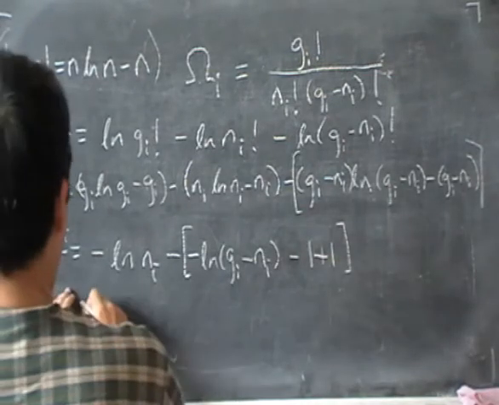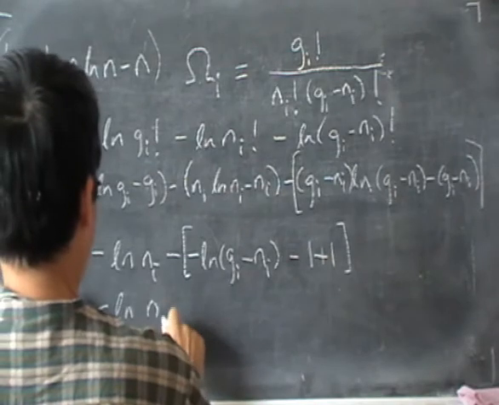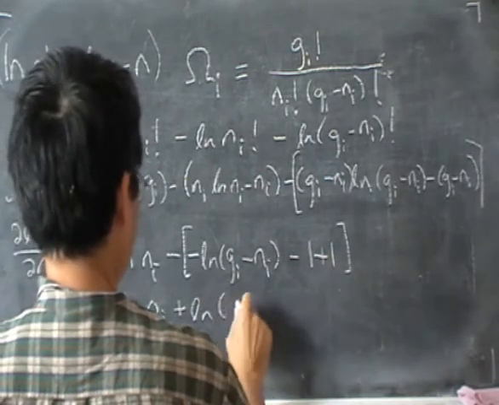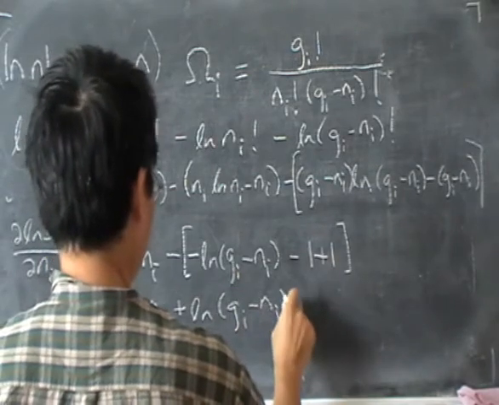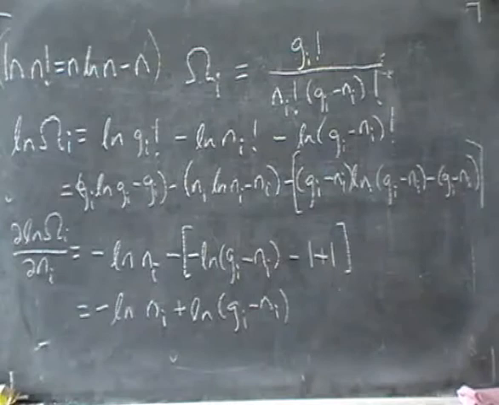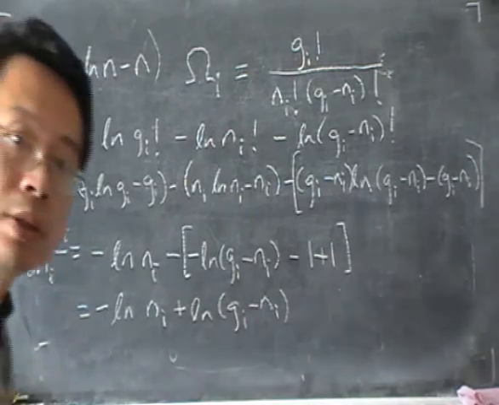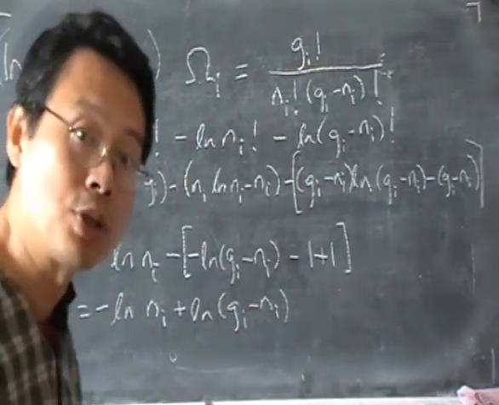So I'll write this out: log n_i plus log (g_i minus n_i). That's the expression here. So we are going to make use of this in a moment when we do the Lagrange function.